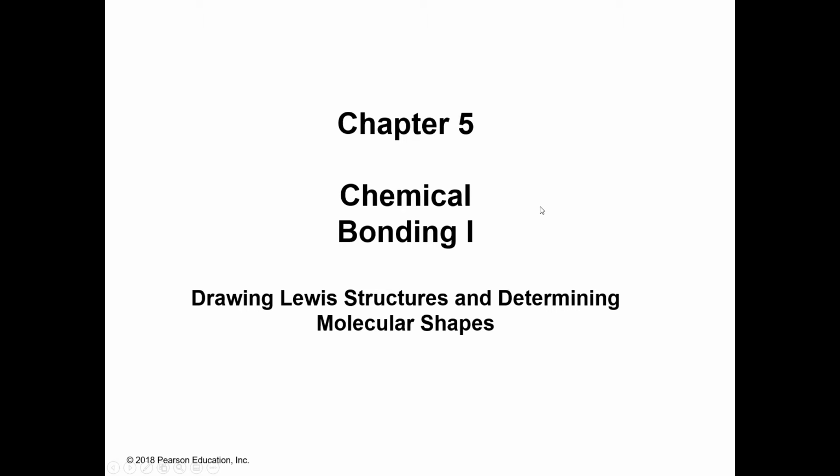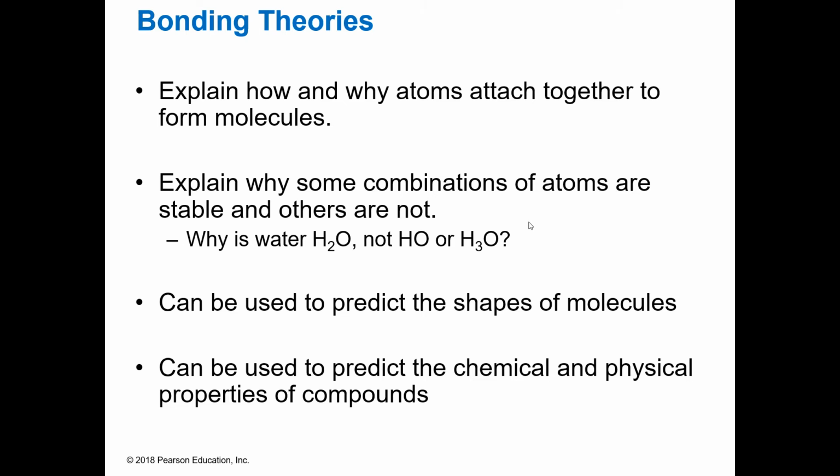Okay, we're going to look at chapter 5. This is where we're going to draw structures and look at shapes. So first we're going to talk about what kind of bonds we have. So there's a couple different bonding theories. These theories show how and why atoms attach to each other.